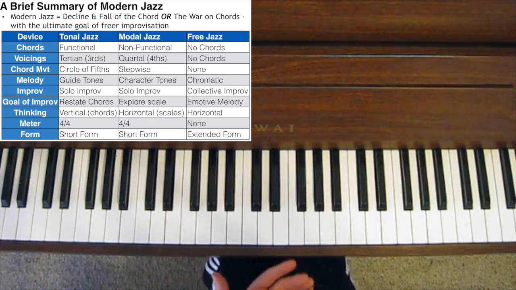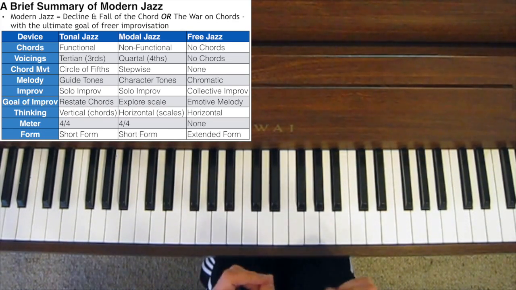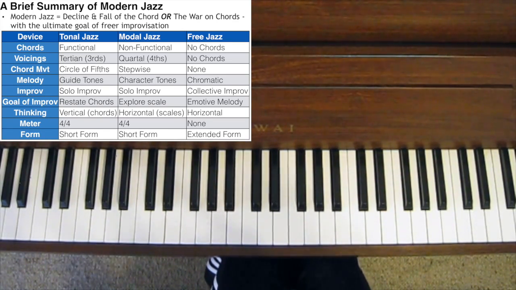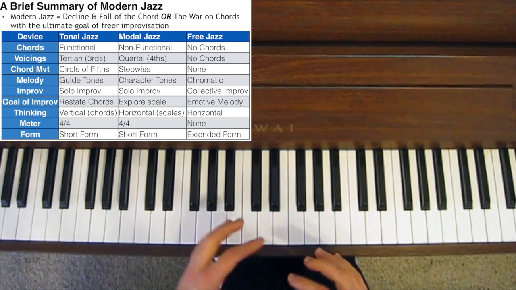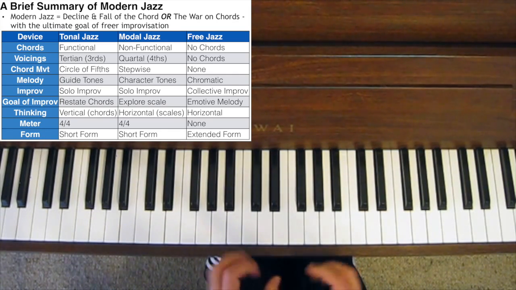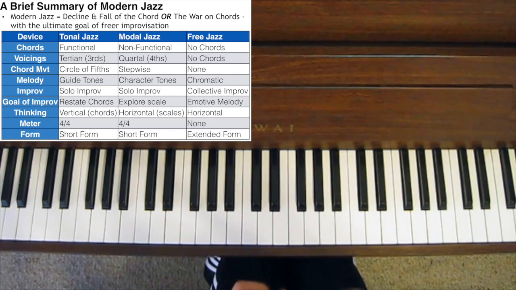And the goal of the soloist was simply to restate the chord changes by targeting guide tones and avoiding avoid notes. But this is naturally very restricting to your improvisation. So by the 1950s, there was a reaction to this really fast and dense and complex bebop music with the creation of modal jazz, which has very few chords and was much slower.